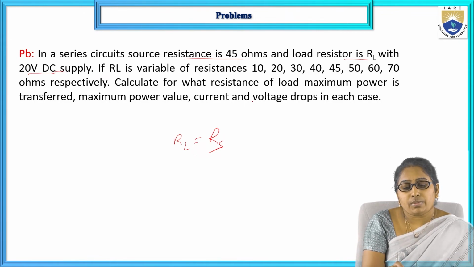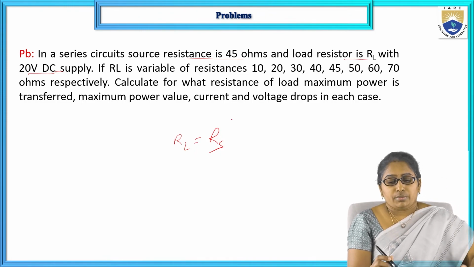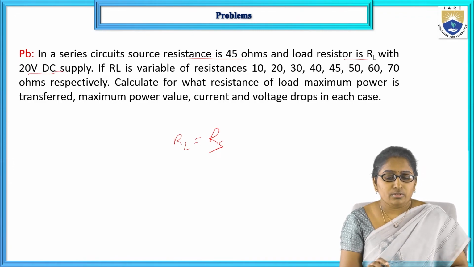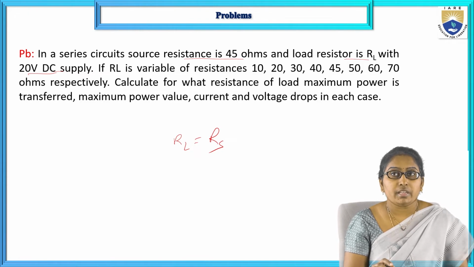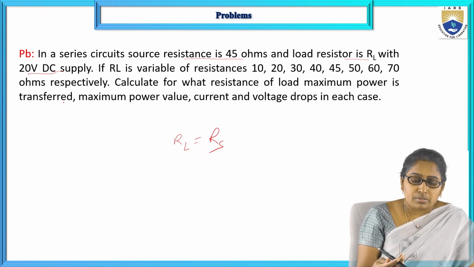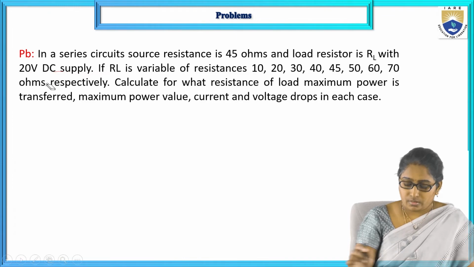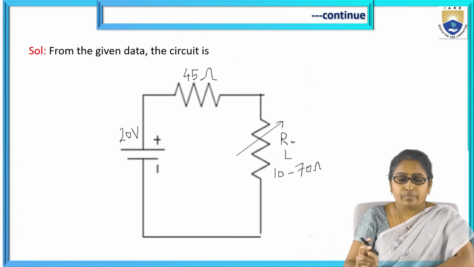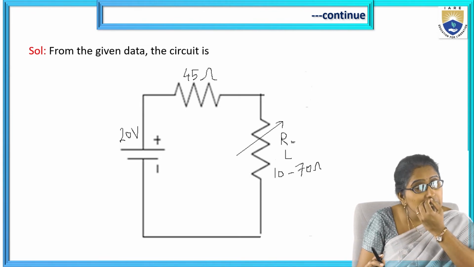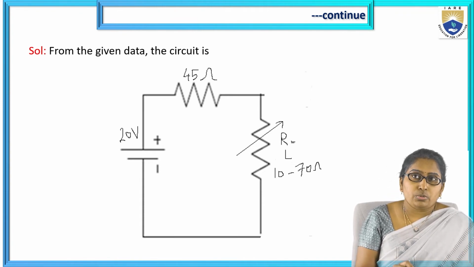So the load resistance value is equal to the source resistance. RS is 45, so whenever RL is equal to 45, the maximum power is transferred. That is the first part, and that is explained here. Showing the circuit: from the given data, the circuit is drawn for understanding.